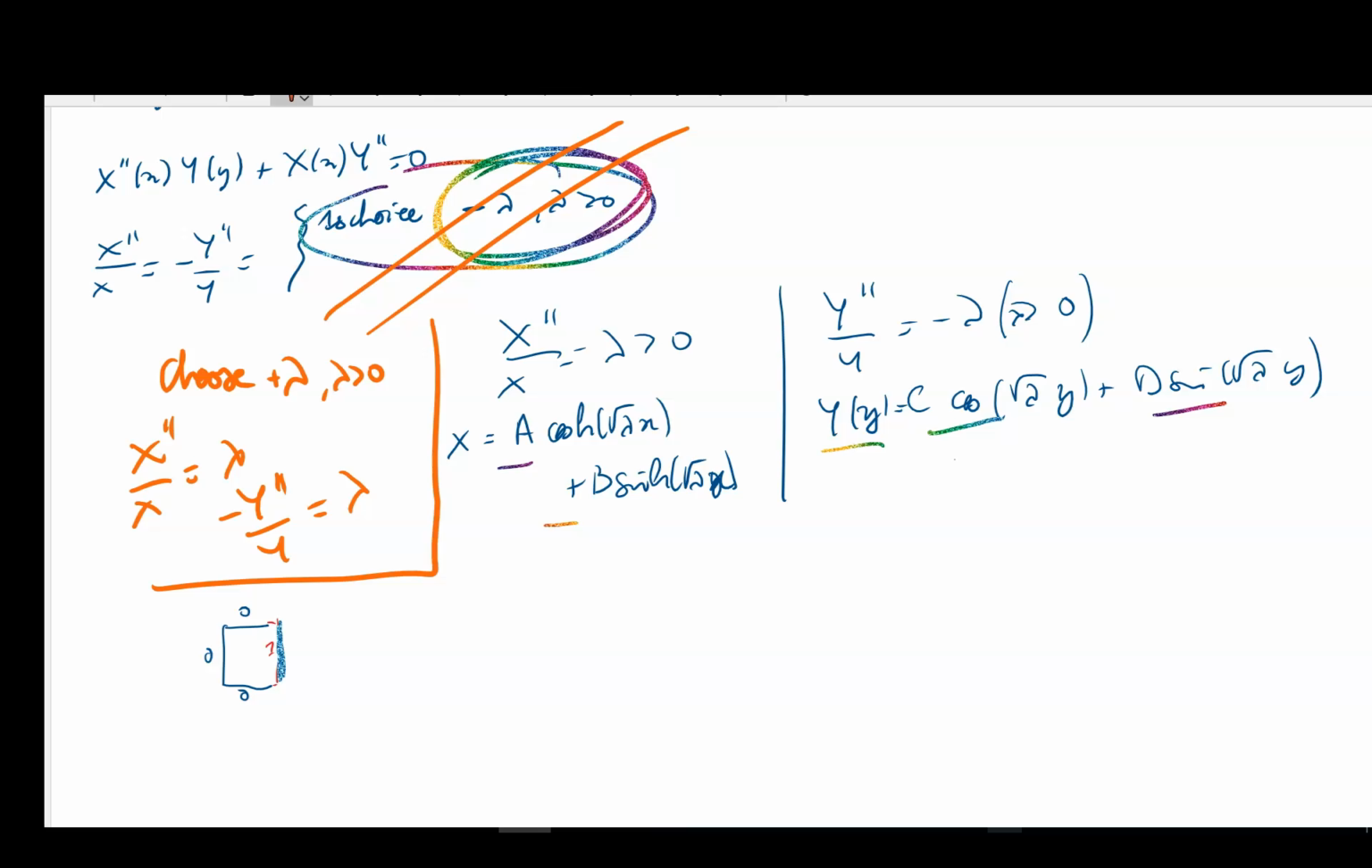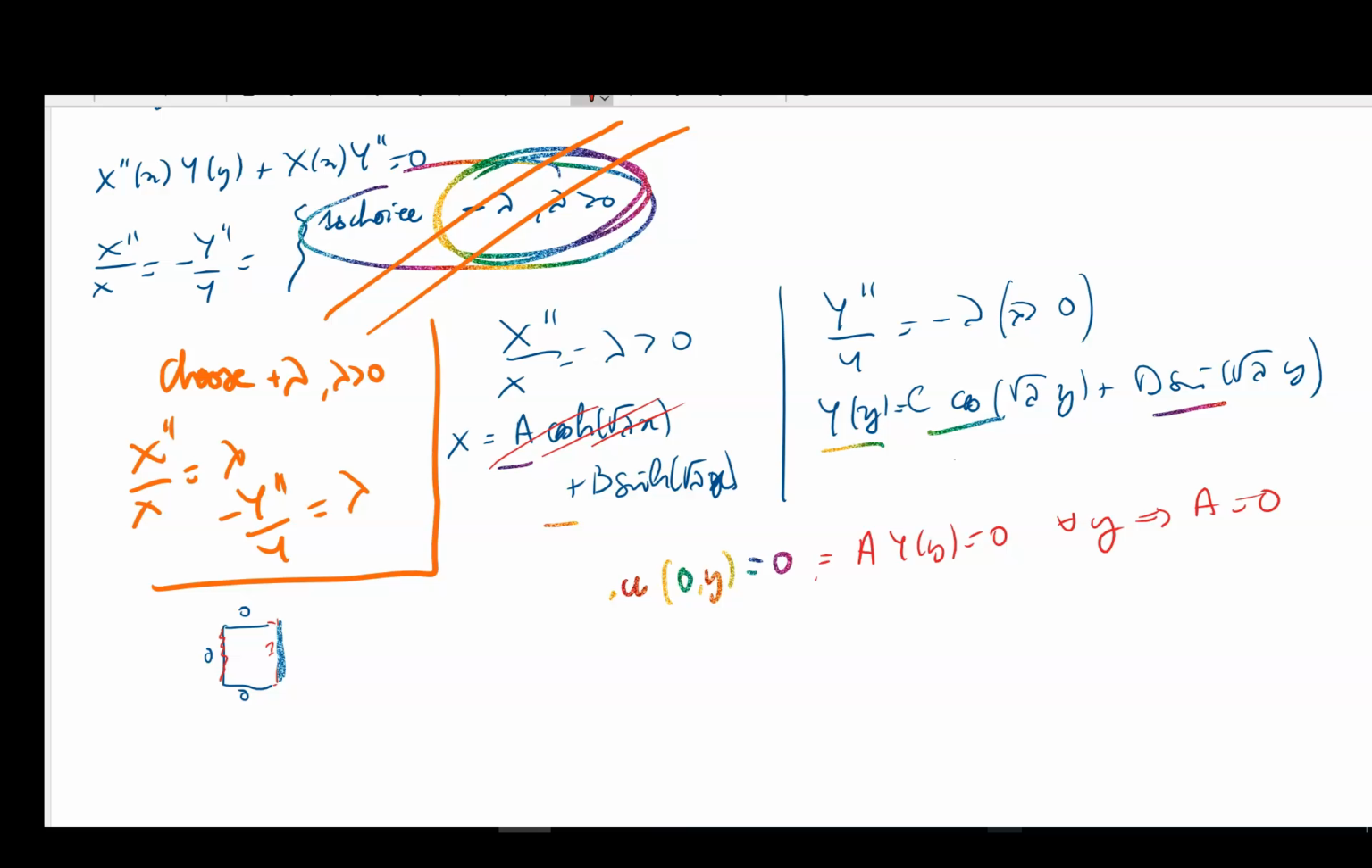Okay, so let's see what we obtain for those values. Let's pick them one by one. So I've got u of 0,y is equal to 0. Okay, so that's this boundary here. So that means that for x equal to 0, I get that a cosh of 0 is just 1, a times y of y is equal to 0 for all y. So that implies that a is equal to 0. Okay, so I get rid of this part, right?